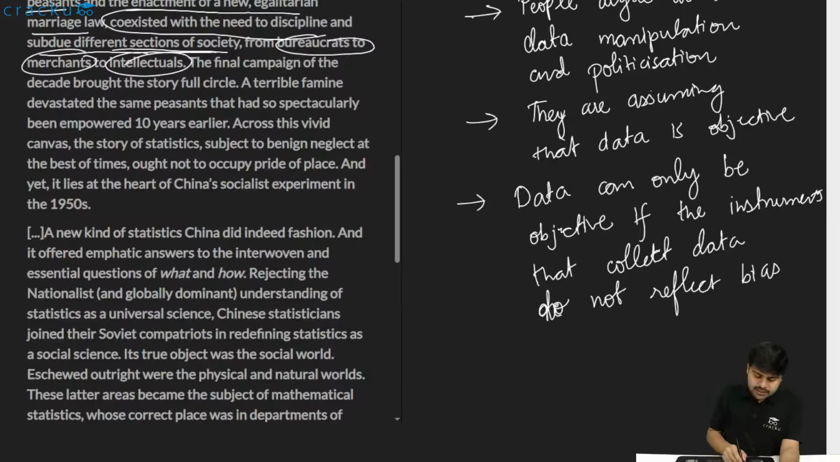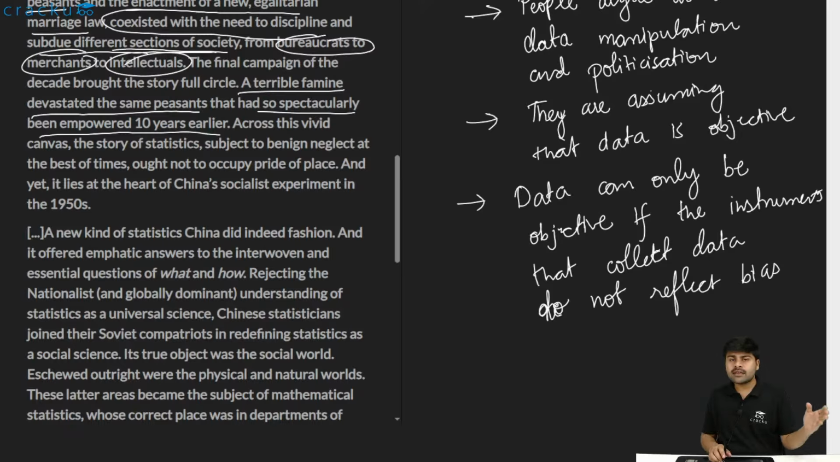Because a terrible famine devastated the same peasants that had so spectacularly been empowered 10 years earlier. So 10 years earlier, when the communist government first came to power, these peasants felt that they were empowered because there was a redistribution of land happening. They felt they were being supported by the government. But now the story comes full circle, and 10 years later we have a famine.